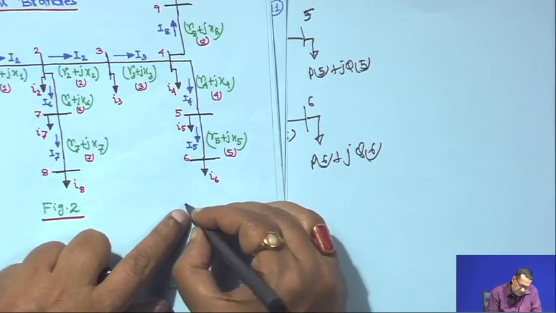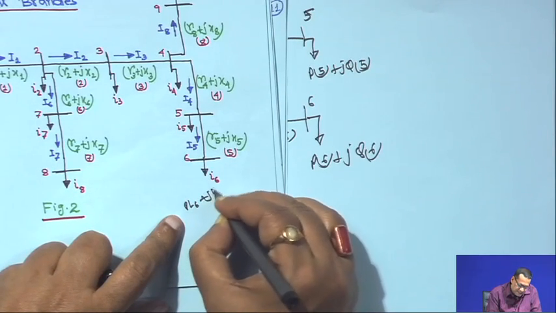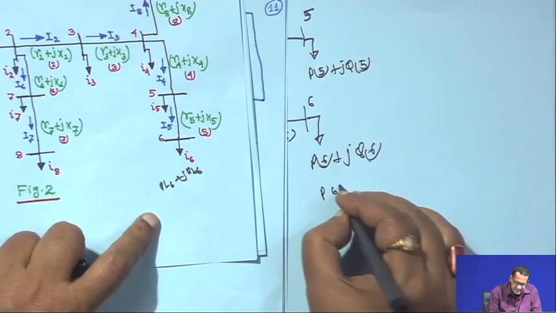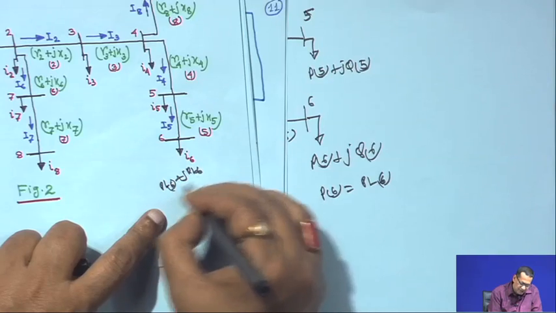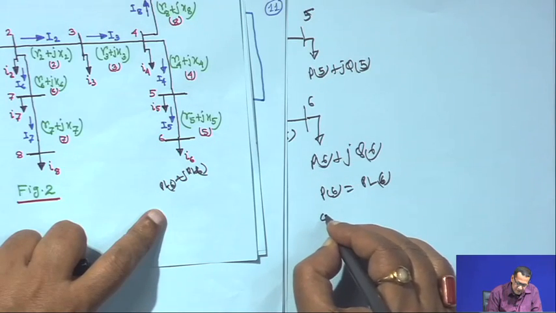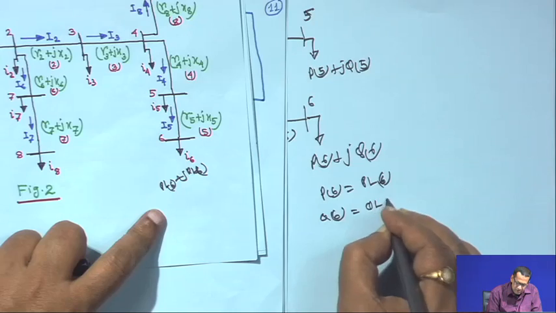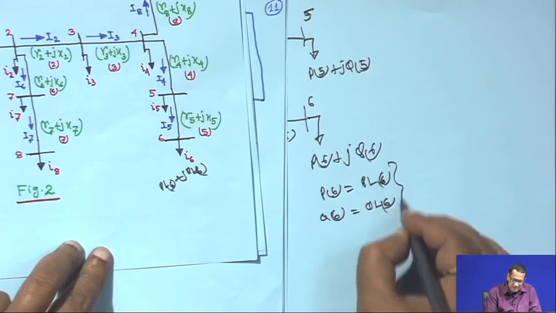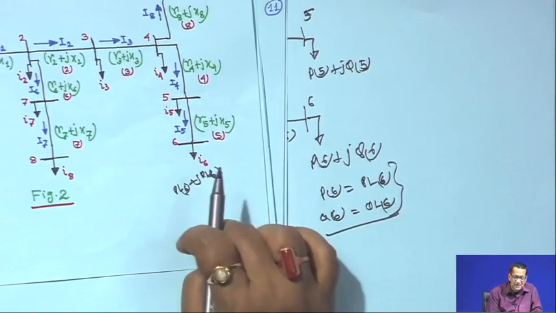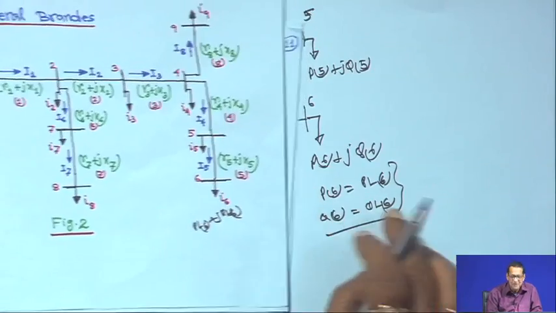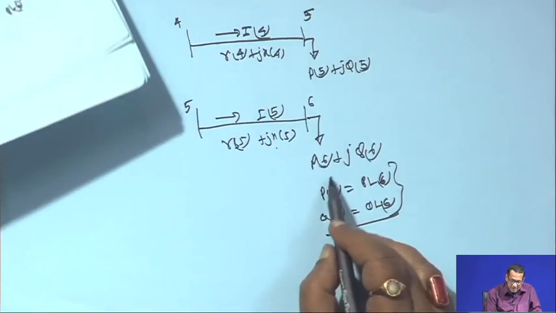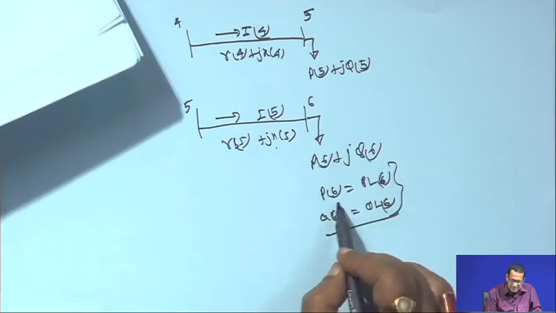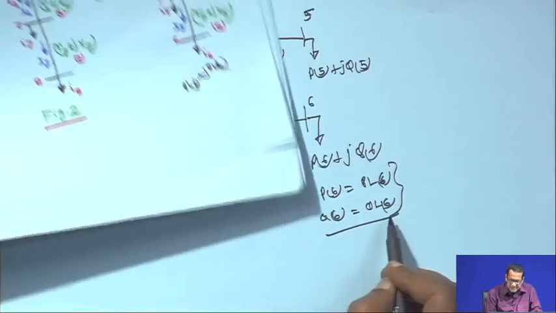For example, here the load is also there, P L 6 plus J Q L 6. So, P 6 in this case will be P L 6, or I can put it in brackets here also if you want, and Q 6 will be equal to Q L 6. In this case there are no other branches, so there is no question of adding branch losses. At the last node, the total load fed to the node is the load of that node itself. That is why for the last node, P 6 is equal to P L 6 and Q 6 is equal to Q L 6.